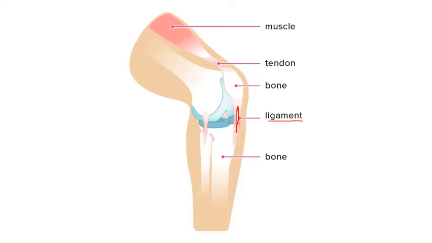Now joints not only hold bones together, they also help them to move. That means joints not only connect two or more bones, but they also allow the bones to move. The joints allow the bones to move with the help of the muscles.